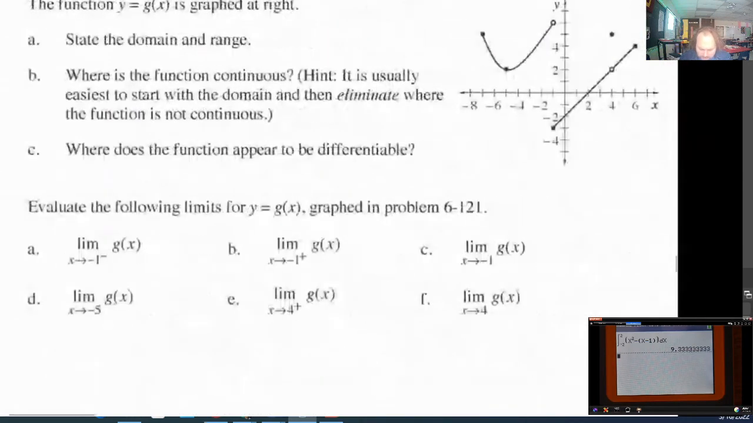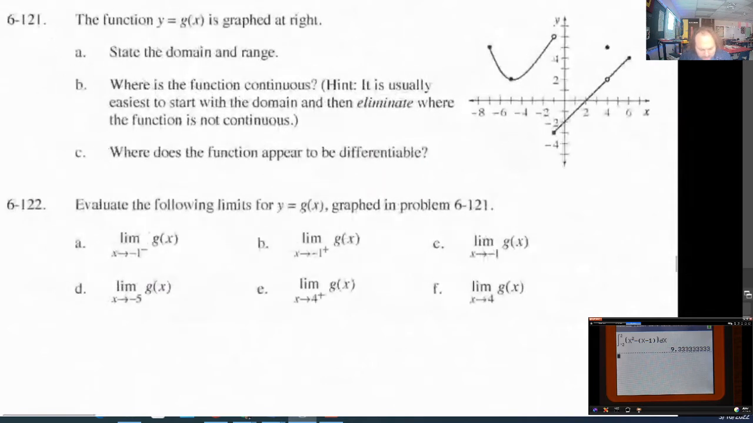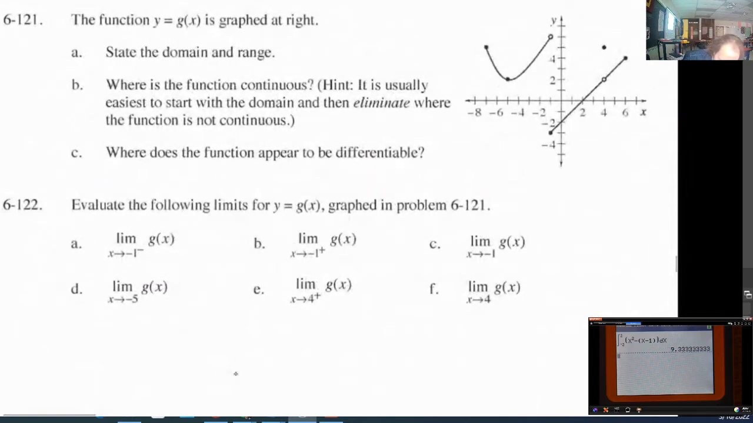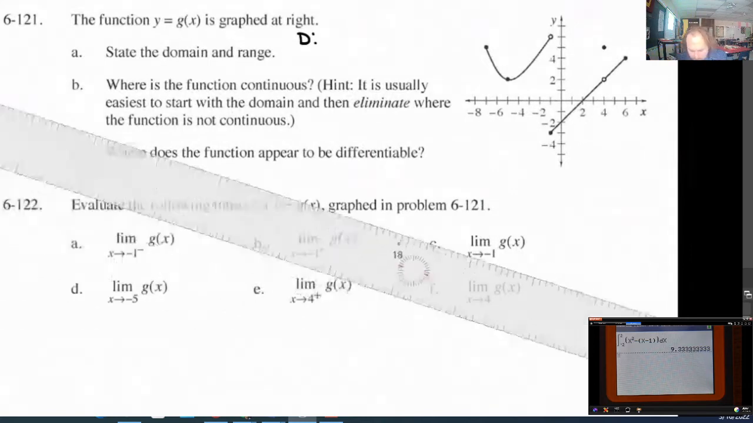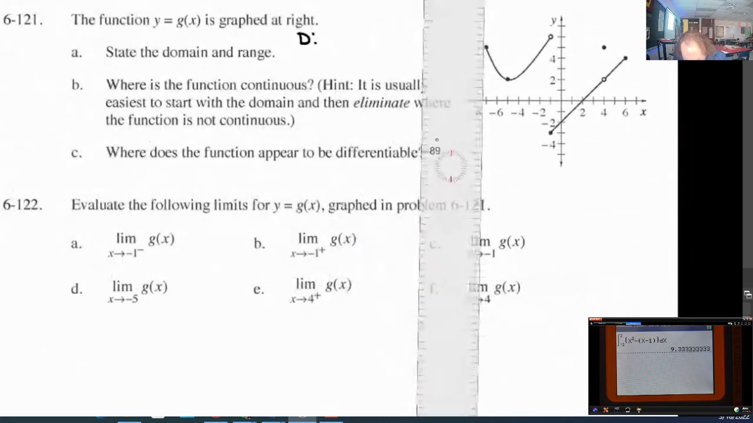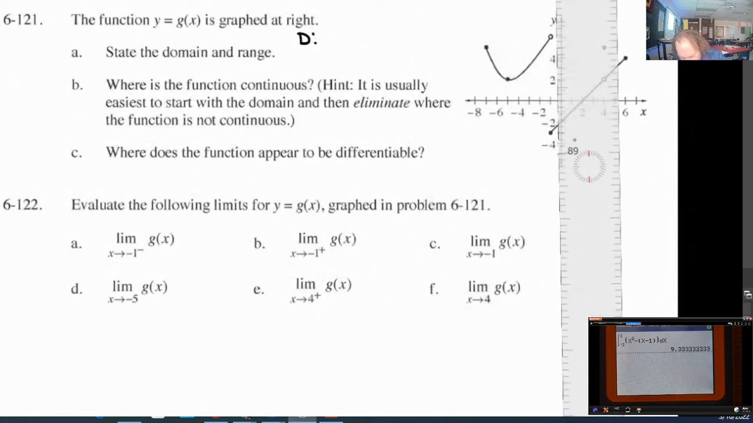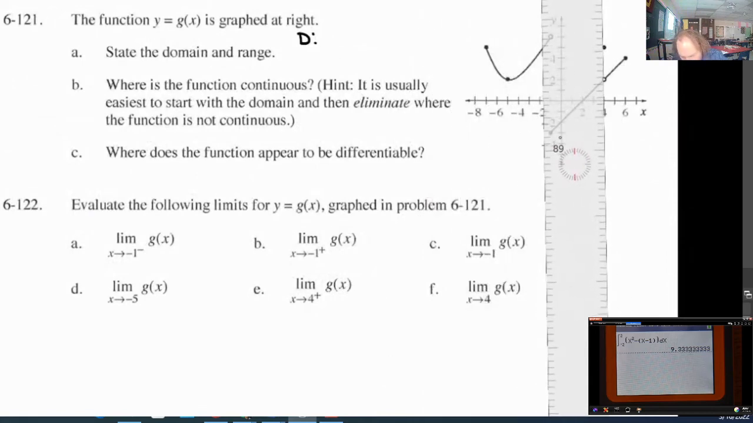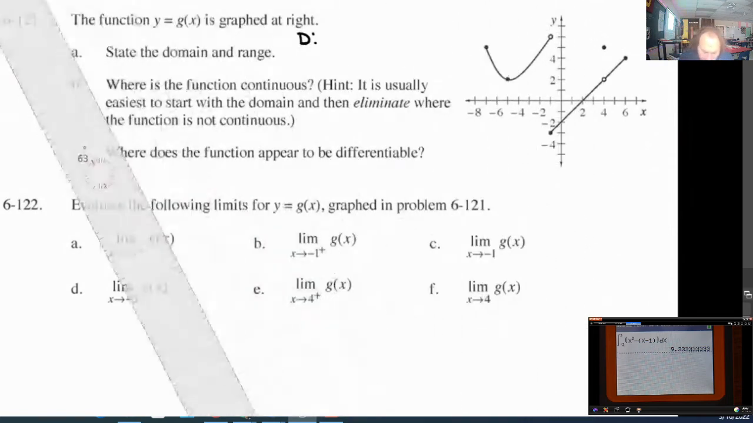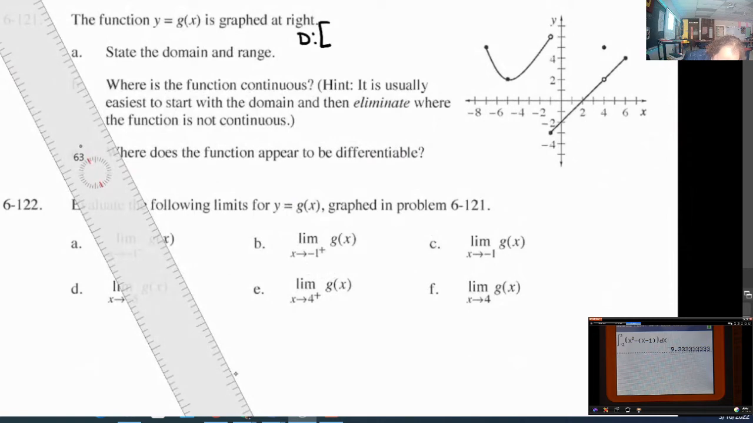6.121. We have a graph over here. We're asked first to state the domain and the range of this graph. So let's think about it first. The domain. We scan this graph from left to right with a vertical line. It would look like the leftmost point is -7, and the rightmost point is 6. And I believe every point of discontinuity is accounted for along the way. So the domain is all of the numbers from -7 to 6, like that.